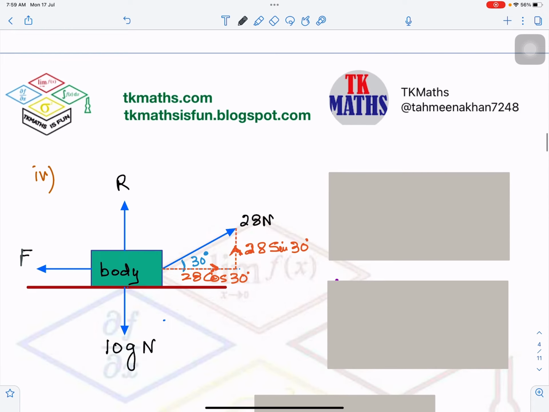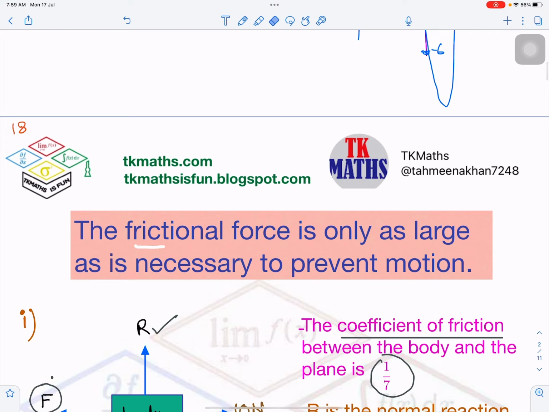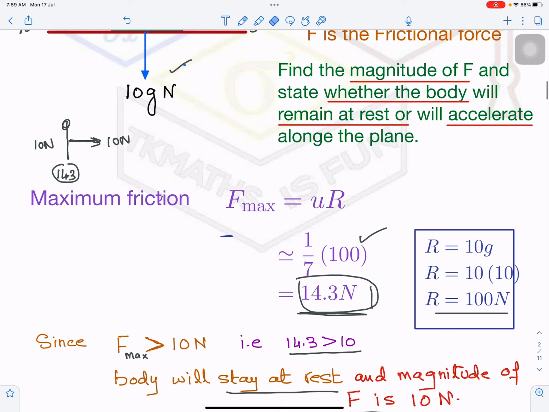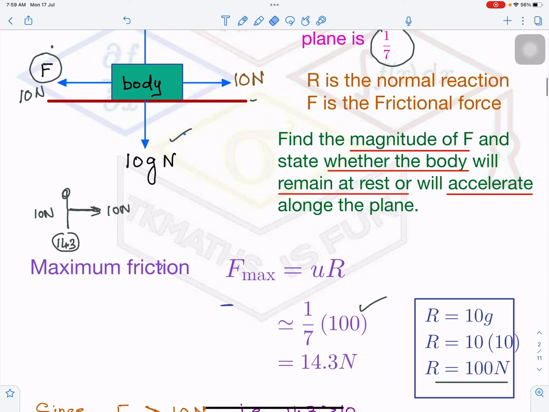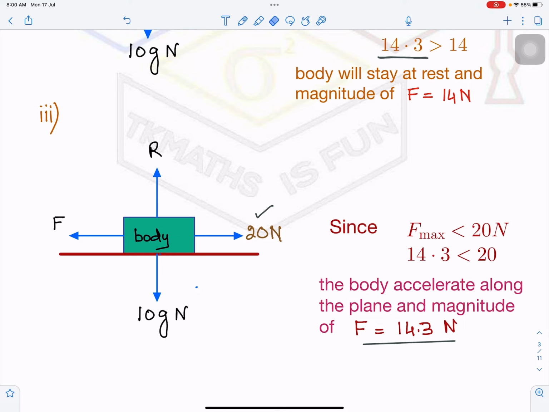Now let's see the last case. I have made it a little complicated. Now you can relate it with the statement I gave you earlier: the frictional force is only as large as is necessary to prevent the motion. We have seen the maximum frictional force was 14.3 in the three cases, right? But in each case, the value of F was what was required to stop the motion. But the moment it exceeds the limit, then the value of F is the maximum frictional force.